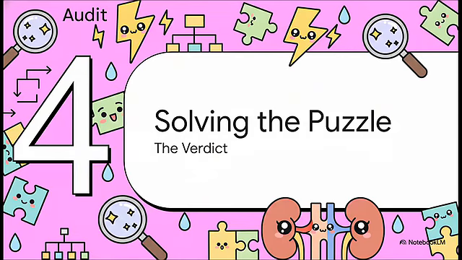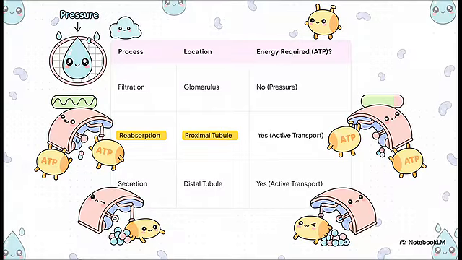Okay, our energy audit is complete. We've followed the process from start to finish, and we've tracked all the energy expenses. Now it's time to put all the clues together and solve this thing once and for all. And here are the results, laid out, plain and simple. Just look at this chart. Filtration? No ATP required. That's just pressure. But reabsorption and secretion both get a big fat yes. They are completely dependent on ATP to power that active transport. So if you take away the ATP, those two processes grind to a screeching halt.